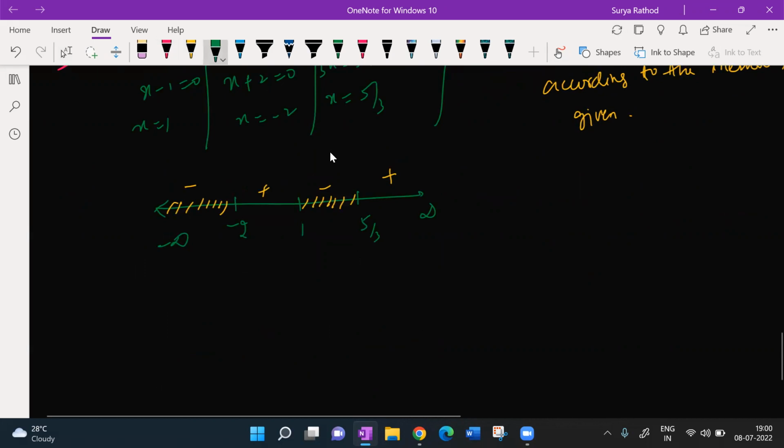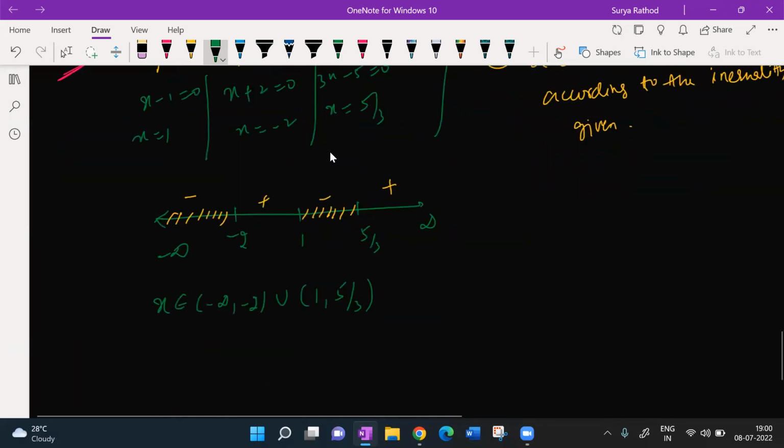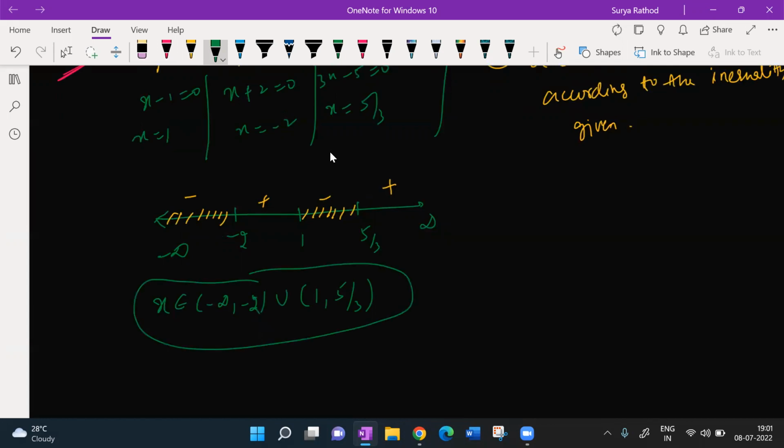So now look at it here. x belongs to minus infinity to minus 2 union 1 to 5 by 3. This is my answer. We cannot include any of these, that is why I'm keeping open brackets for everyone. This is the answer. How many of you gave the same answer?